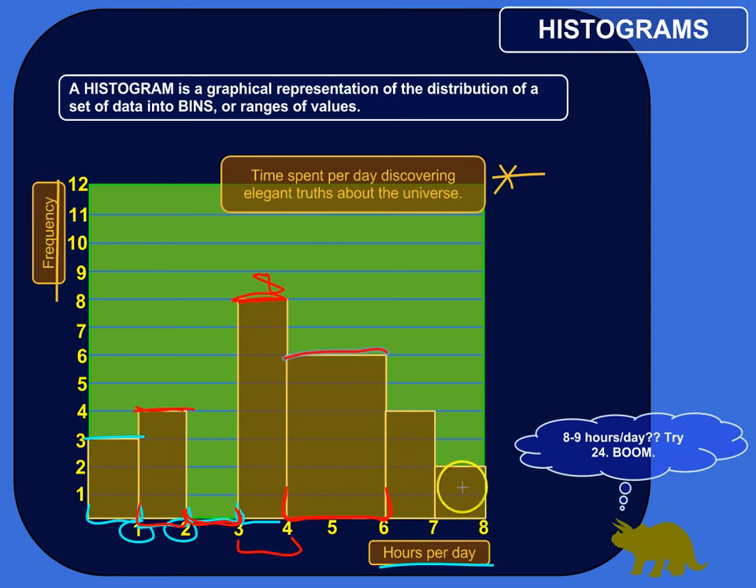And then there's 2 more bins to consider, and I'll let you handle that. So this is the basic idea of ranges of values of the data, and then showing how often the data fall into those ranges. So you can look at a glance. All right, this is the least frequently occurring range of values. Nobody spends between 2 and 3 hours. Here's the most frequently occurring range of values. The highest number of students spend between 3 and 4 hours per day discovering elegant truths about the universe.